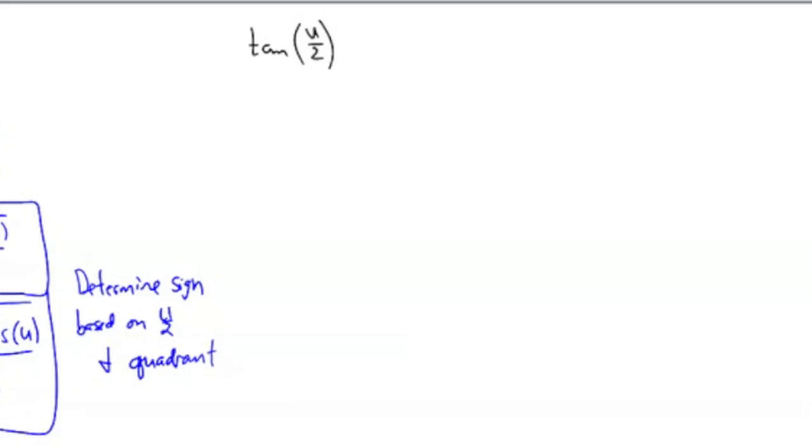Tangent half angle. We don't have much time. Hold on. Tangent half angle. If you don't know what tangent is equal to, you change it into what? Sine over cosine. So this becomes sine of the half angle over cosine of the half angle. So is it those two formulas over each other? Yep.